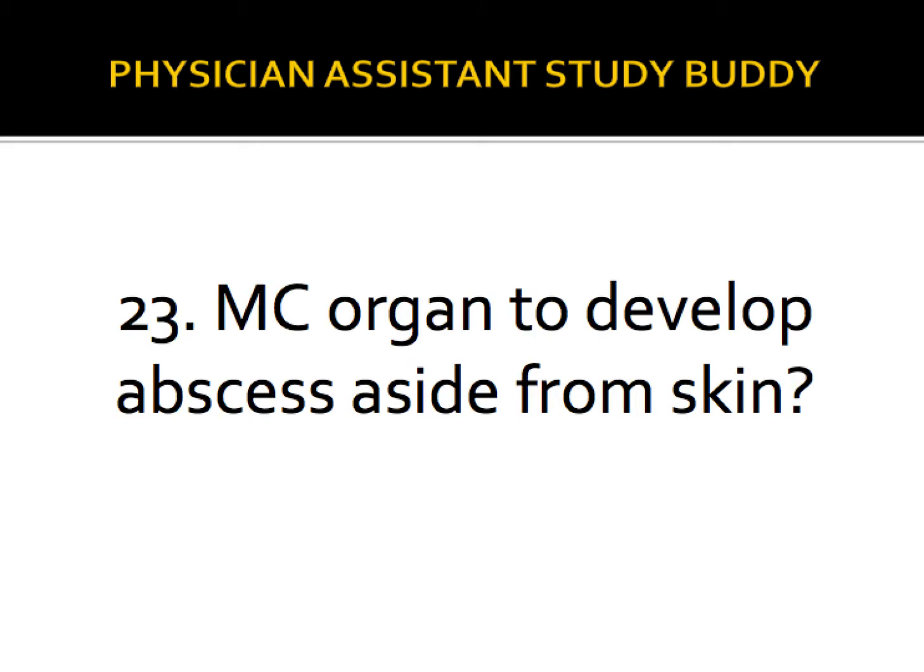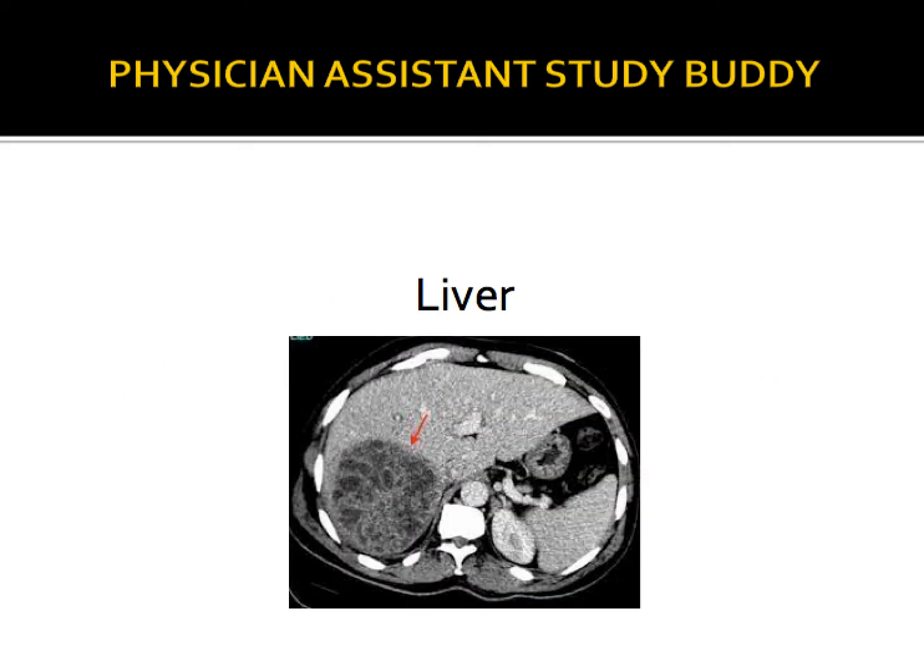What is the most common organ to develop an abscess aside from the skin? We are always commonly seeing abscesses on the skin, but what is the next most common organ that can develop an abscess? That would be the liver. And in this CT, you can see that gigantic abscess in the liver.